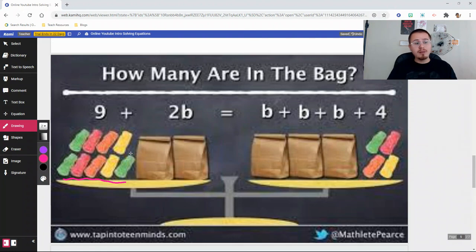2 bags of Sour Patch Kids is equal to 3 bags of Sour Patch Kids plus 4. Well, if you recall, whichever you do to one side, you do to the other. You got to keep it balanced. Get rid of a bag, get rid of a bag. Got rid of 2 bags on both sides. Got to get rid of these 4 Sour Patch. Get rid of these 4 Sour Patch. 1 bag equals 5. B equals 5.